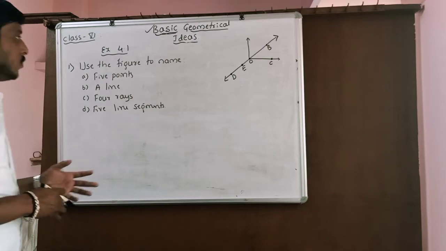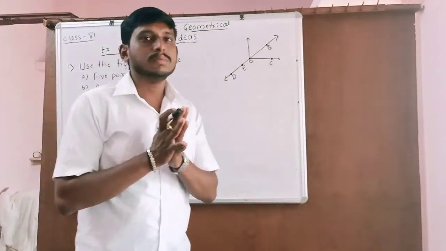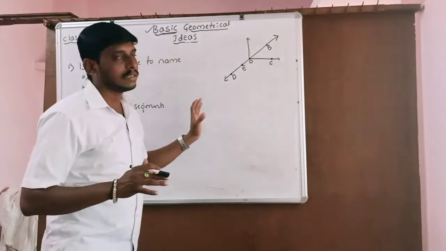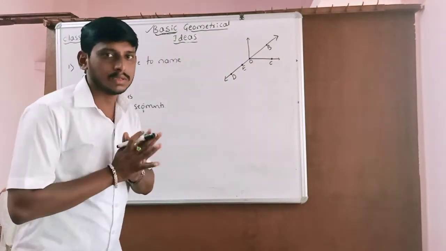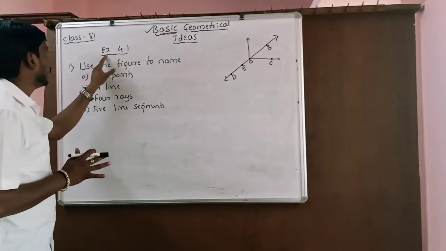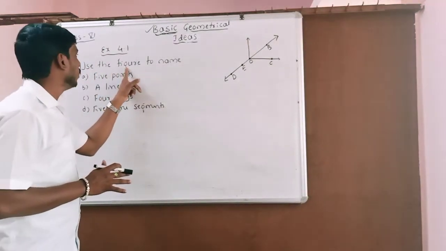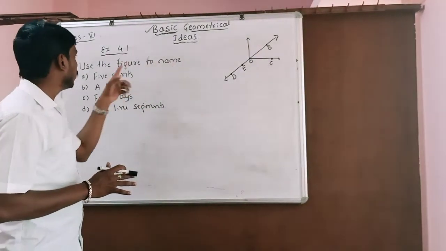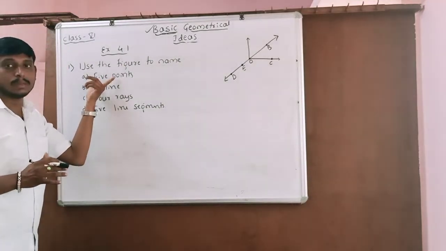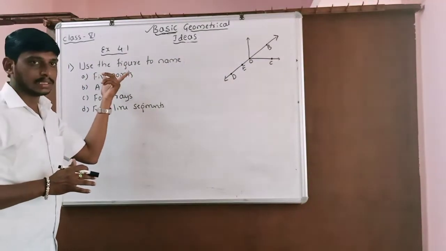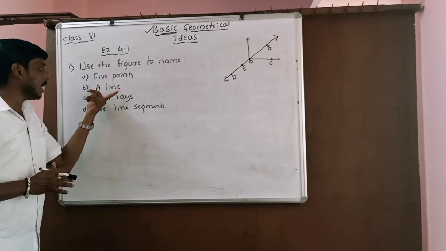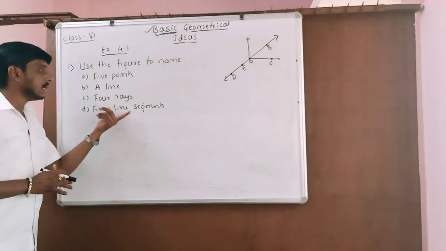Okay, dear students, once you know the basic concepts of geometrical ideas, I will move on to the exercise questions. The first exercise is Exercise 4.1. What is the first question? Use the figure to name: first, 5 points, which are nothing but vertices, a line, 4 rays and 5 line segments.